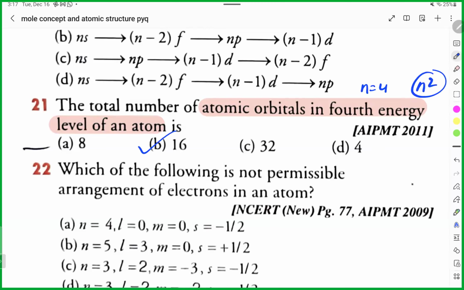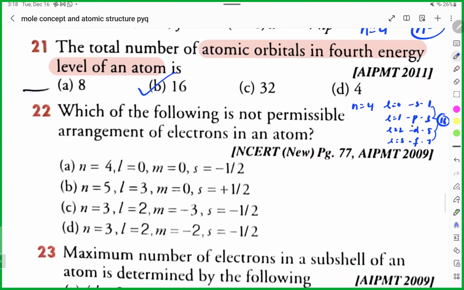See, now you don't need to calculate one by one, though you can calculate like this also. If n value is 4, then l value could be 0, 1, 2, and 3. Here s has 1 orbital, p 3, d 5, and f 7. If you calculate the total, it will be 16 only, but it will be lengthy. That's the only thing, but you should know both ways to calculate.